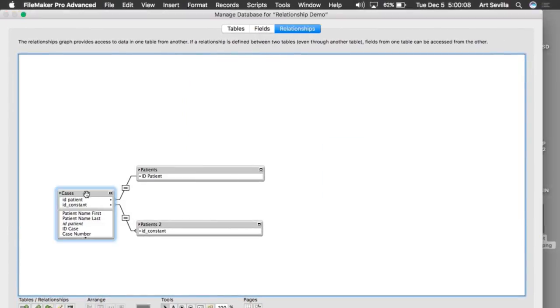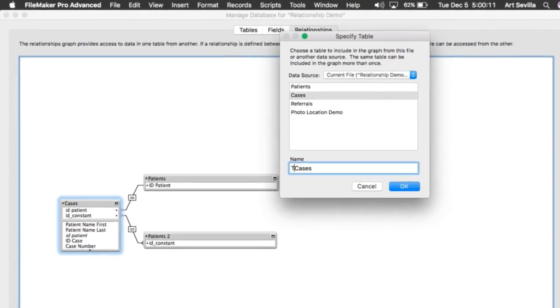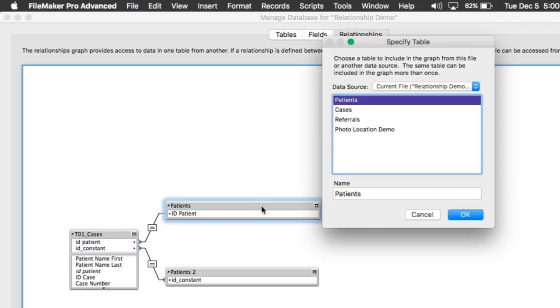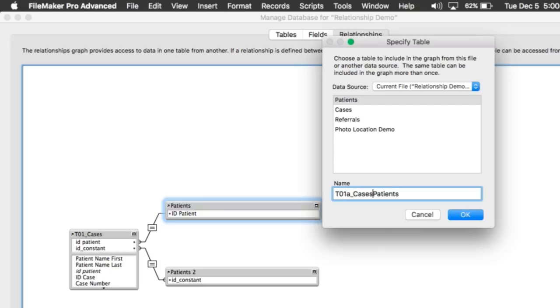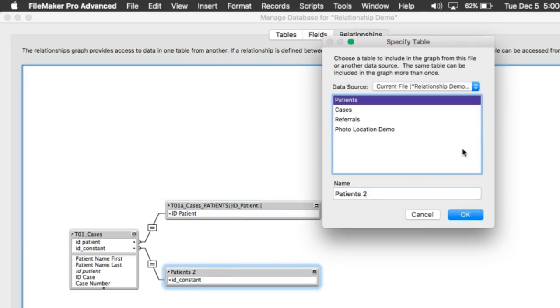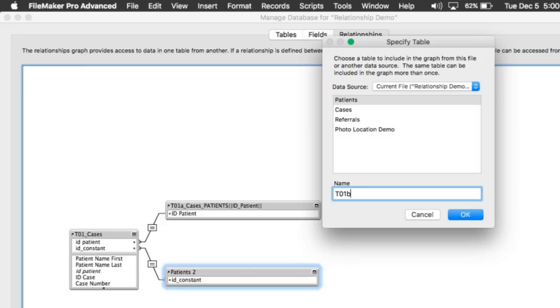So following that, we would have something like this where the anchor would have a number. So in this case, cases is the first anchor on the graph. So we call it T01. The buoys here would have that same number followed by a letter, and then the anchor table occurrence, and then the table that this occurrence is referencing would be in all caps here, double pipes, and then the field that we're basing the relationship off of. So that would be that one, and then patients 2 over here would be T01B, cases, PATIENTS, double pipe, ID constant.